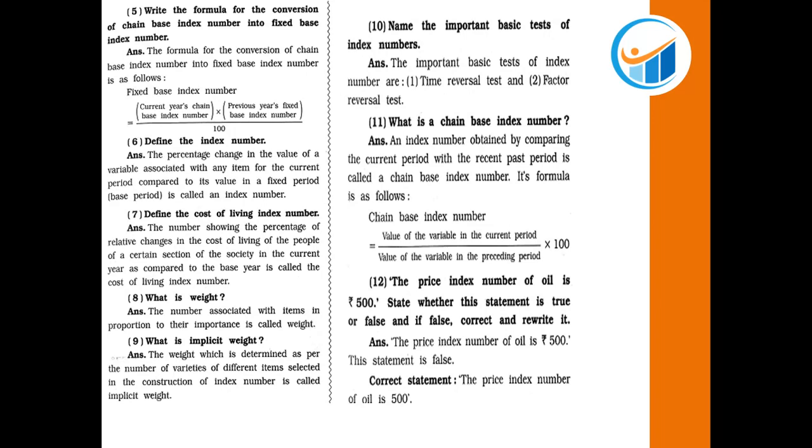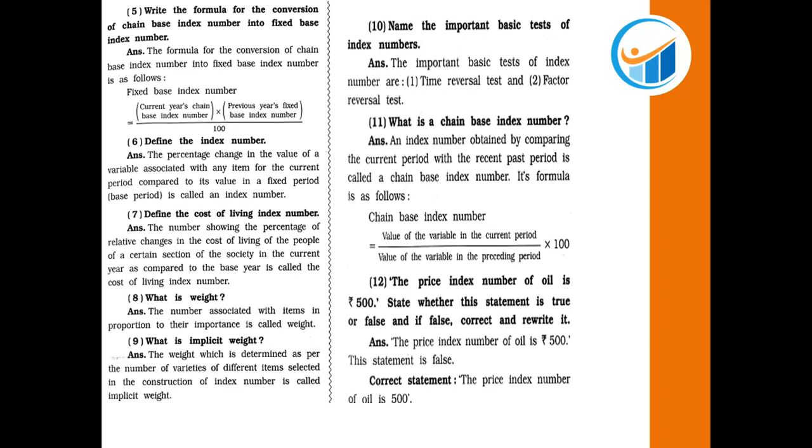Now the most important definition, number 9: what is implicit weight? I also explained the meaning of implicit weight when I explained the various methods of weight. So the weight which is determined as per the number of varieties of different items selected in the construction of an index number is called implicit weight. That was our question number 9.